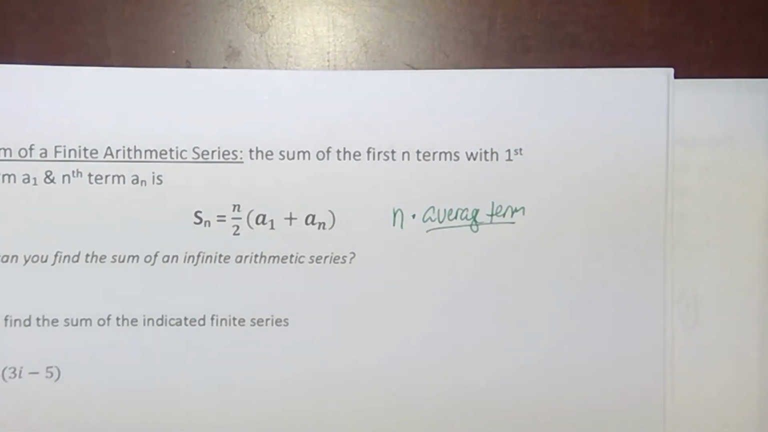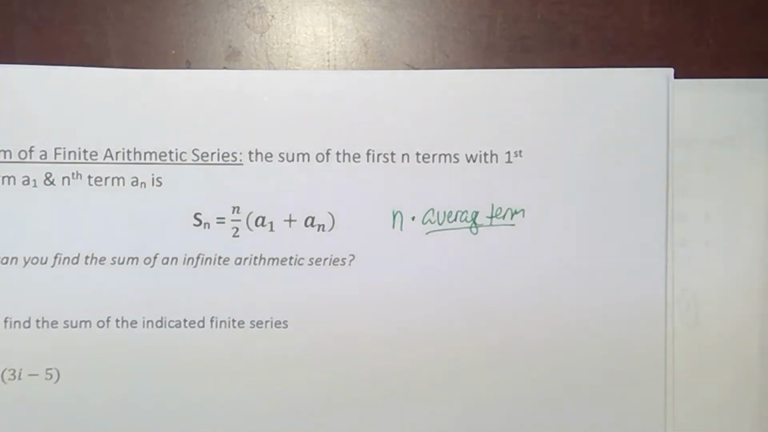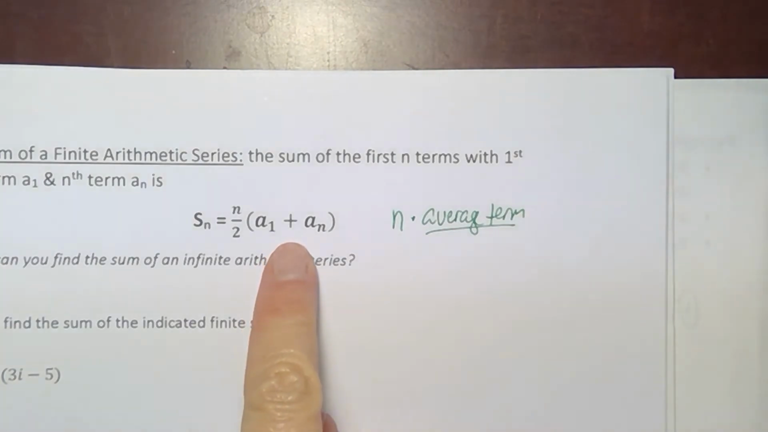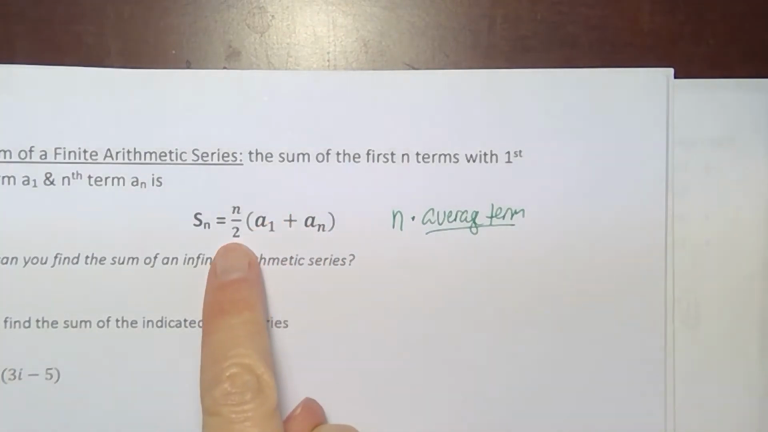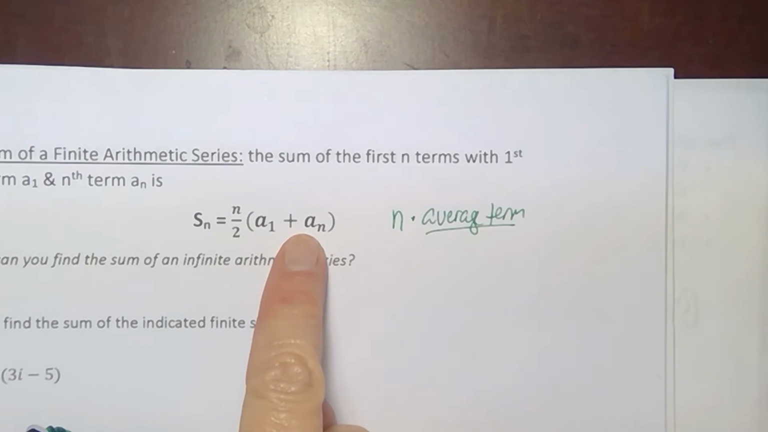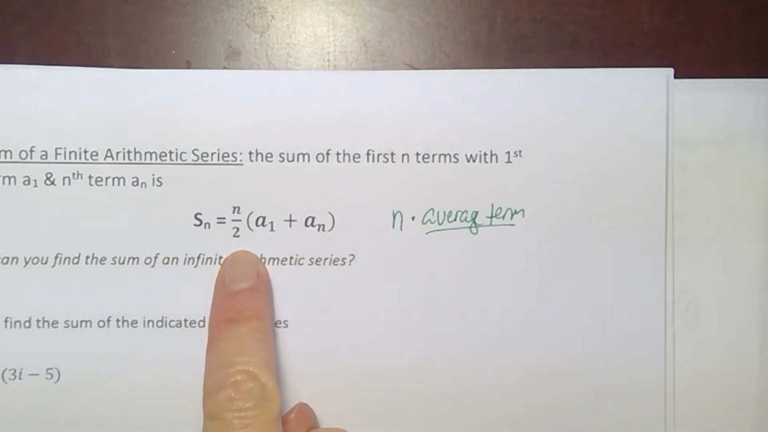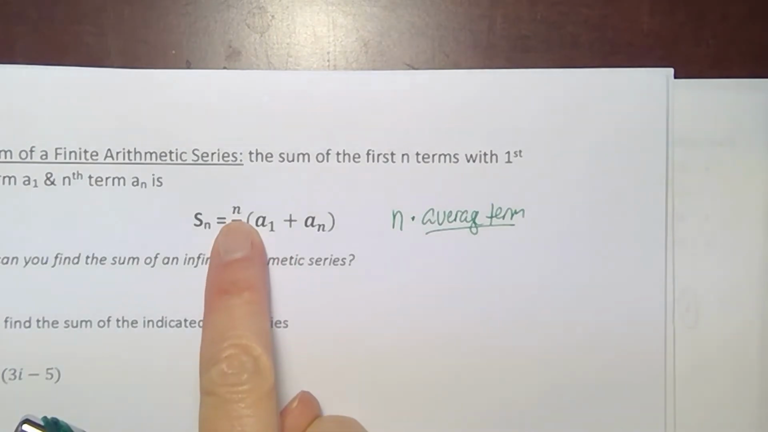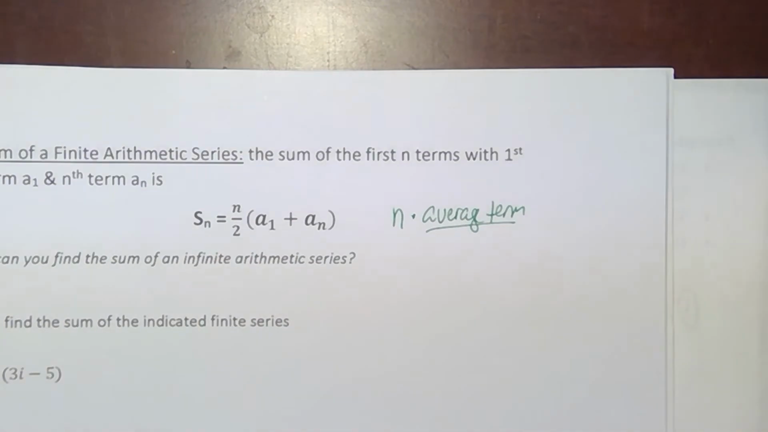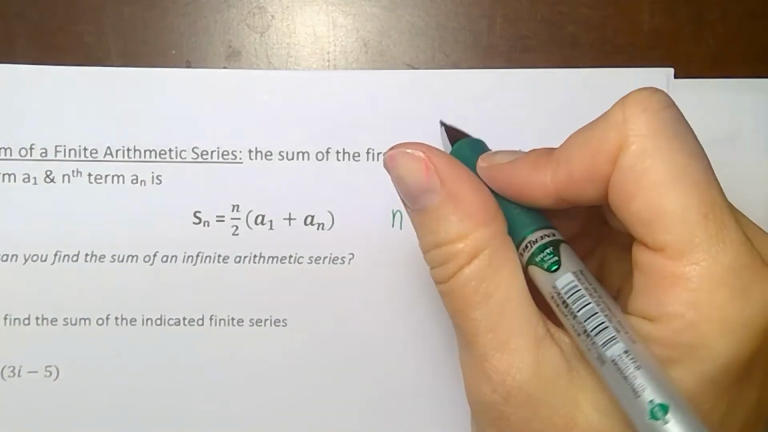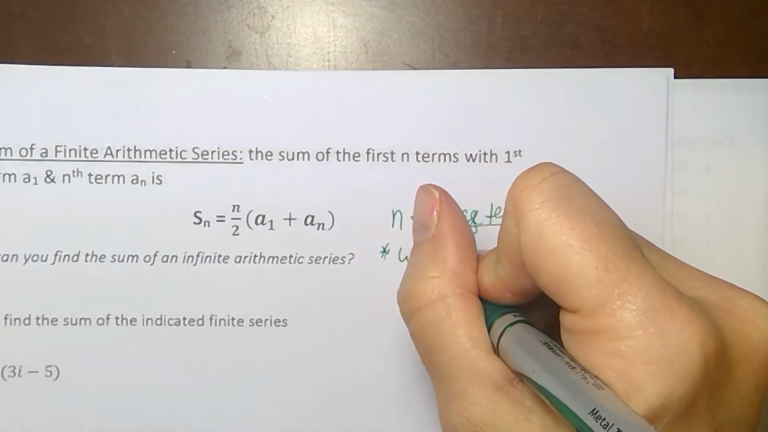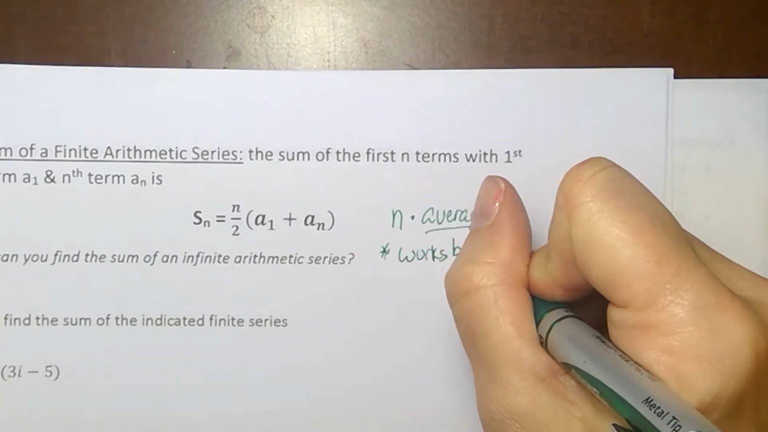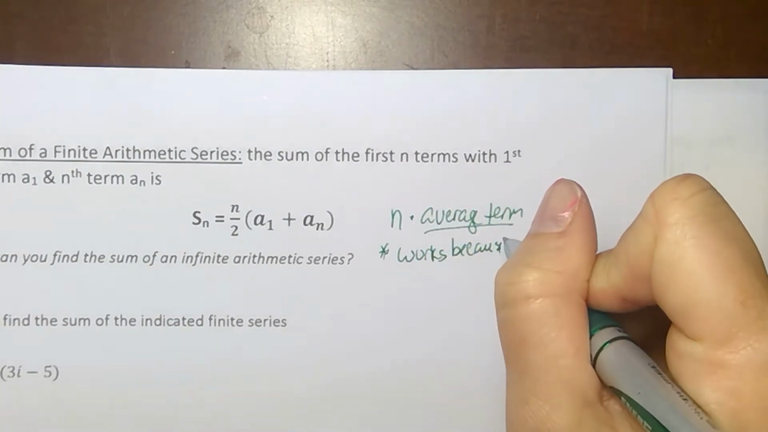Think about how you find an average. Well, if you had 2 test grades, you would add them and divide by 2. That's what we've done. We divided by 2, except that we're taking the first and the last terms, adding them and dividing by 2 to find the average of the first and last, and then we're multiplying it by how many terms there are. This only works because of the common difference between terms.